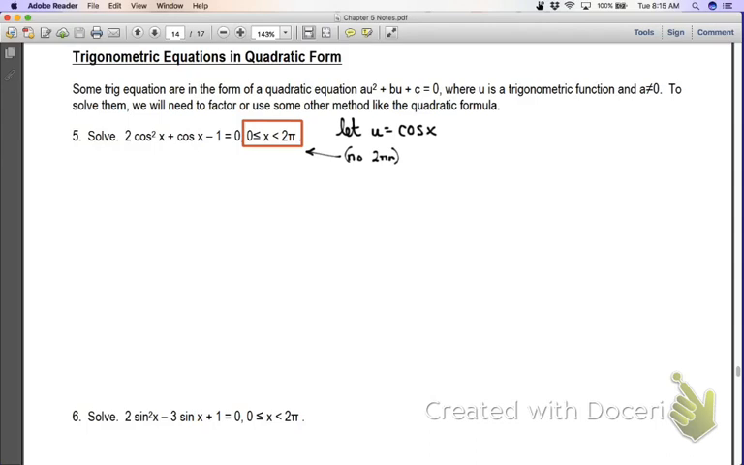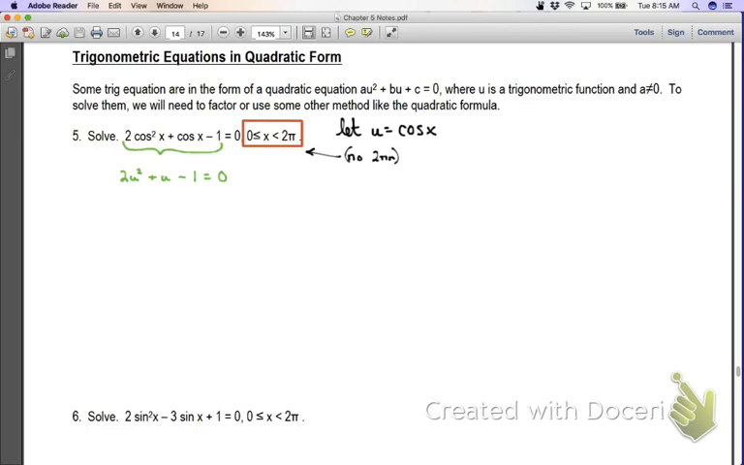So if we let U equal cosine of x, then all I'm going to do is just rewrite this as 2u squared plus u minus 1 equal to 0. It just becomes a regular factoring problem. Everything here is going to be factorable, and it's going to be pretty easy, pretty light in terms of what you're going to be able to factor. Okay? It's not going to be anything wild and crazy. It's going to be pretty nice and neat.